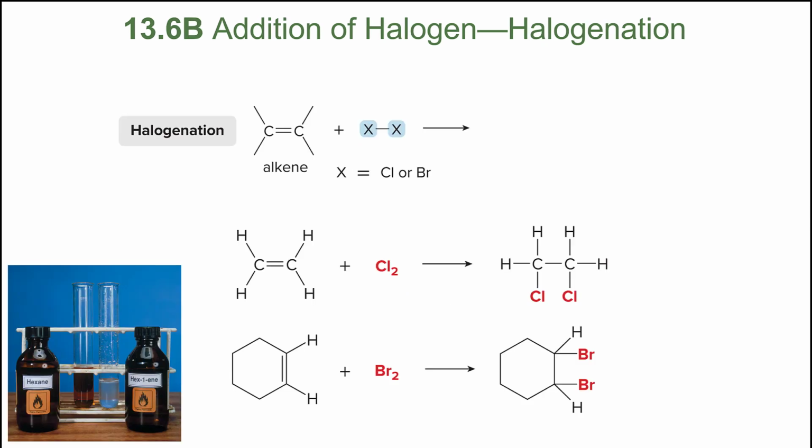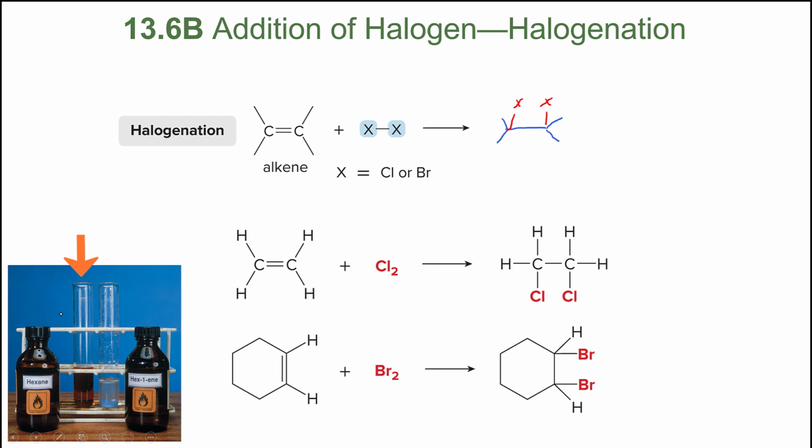In a halogenation, we're going to add halogens across the double bond. And that halogen can be chlorine or bromine. So there is an example right there where we're adding the chlorines across the double bond with Cl2, and with Br2 we're going to add bromine. And sometimes halogenation with bromine is used as a simple chemical test to determine if a double bond is present in an unknown compound or not.